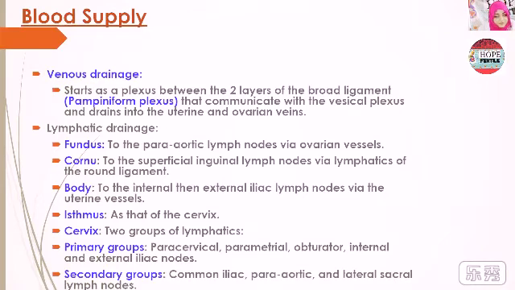Isthmus, as the top of the cervix. The cervix will have two groups of lymphatics: paracervical, parametrial, obturator, internal and external iliac nodes. Secondary groups are common iliac, para-aortic and lateral sacral lymph nodes.